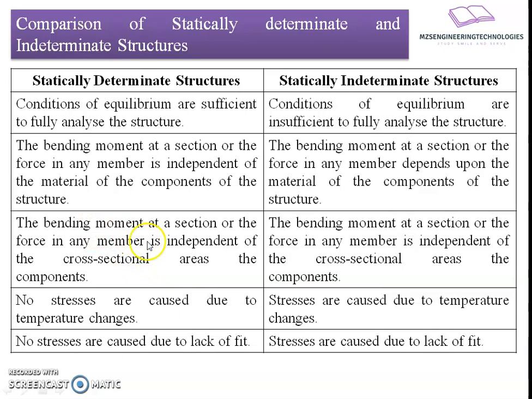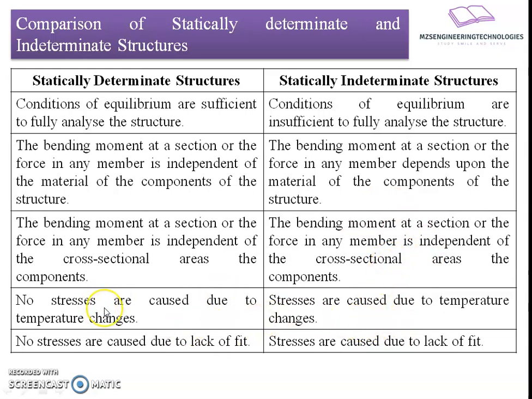In similar fashion, the bending moment at the section or the force in any member is independent of the cross-sectional areas of the component, but in case of a statically indeterminate structure, we are going to use the cross-sectional properties also to find the unknown forces developed in that member. Like in case of flexural stresses, we use integration 0 to L of M squared ds upon EI, which is the equation related to strain energy stored by a structure under flexural loading, where EI stands for flexural rigidity, and here I depends on the cross-sectional area of that particular member.